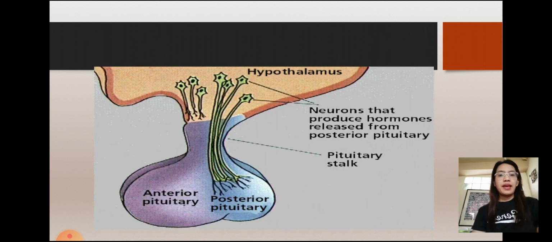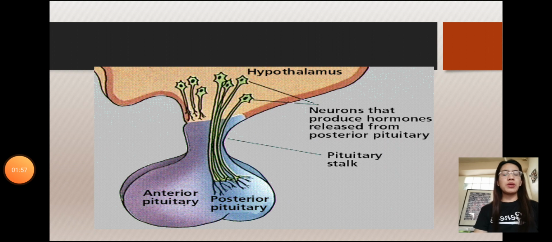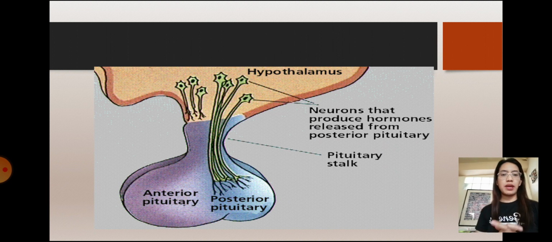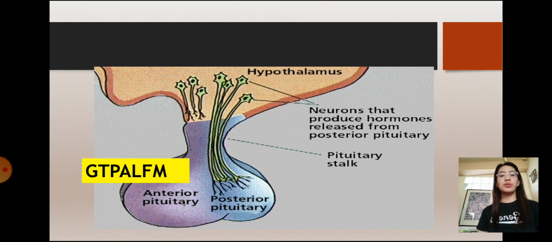As I mentioned to you last time, when we speak about pituitary gland, nahati siya sa dalawa. May dalawang portion siya. So, yung harap at meron tayong likod. Now, anatomically, mas malaki yung anterior pituitary gland natin. So, ibig sabihin, mas maraming hormone po dyan, right? So, we have main hormones that are being produced in your anterior pituitary gland include meron tayong mnemonic, your GT-PAL-FM.